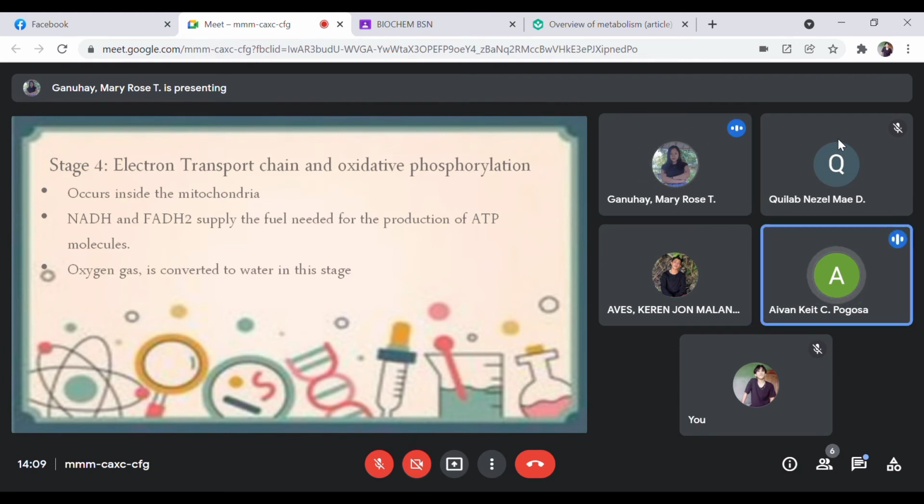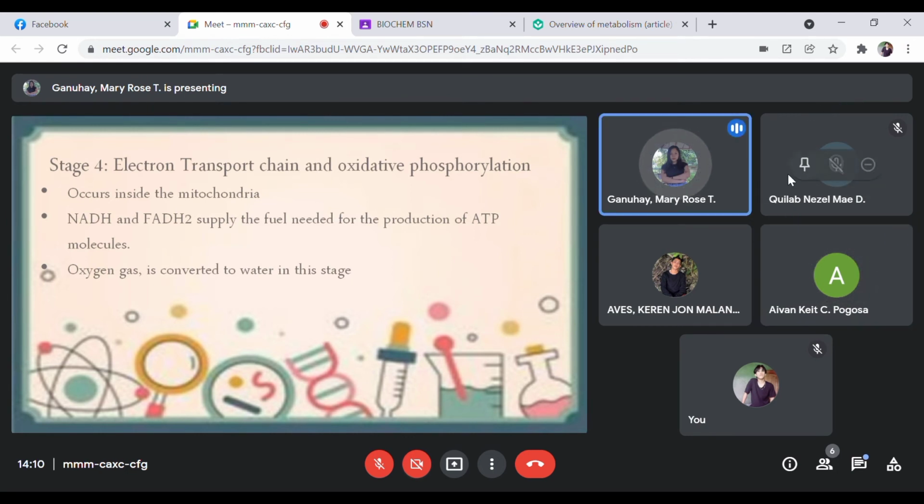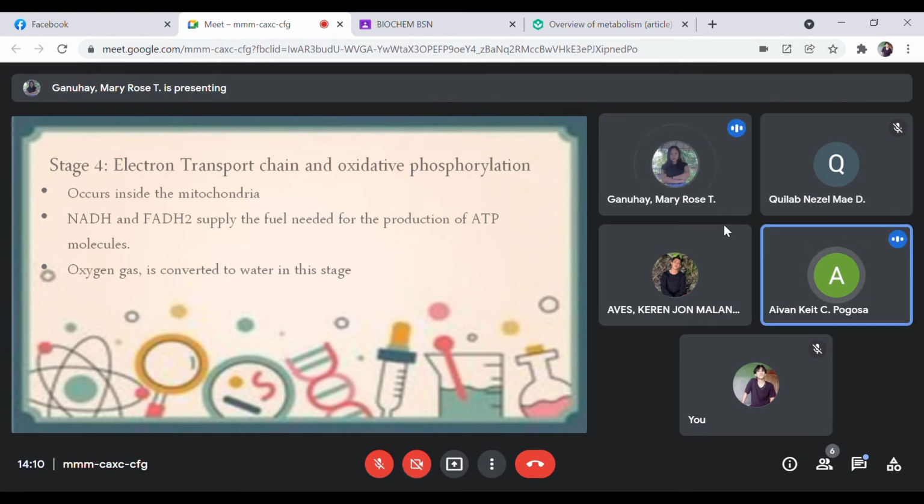So we can define the common metabolic pathways as the sum total of the biochemical reactions of the citric acid cycle, electron transport chain, and oxidative phosphorylation. NADH and FADH2 are oxidized to release hydrogen ions and electrons. The role of NADH and FADH2 is to donate electrons to the electron transport chain.